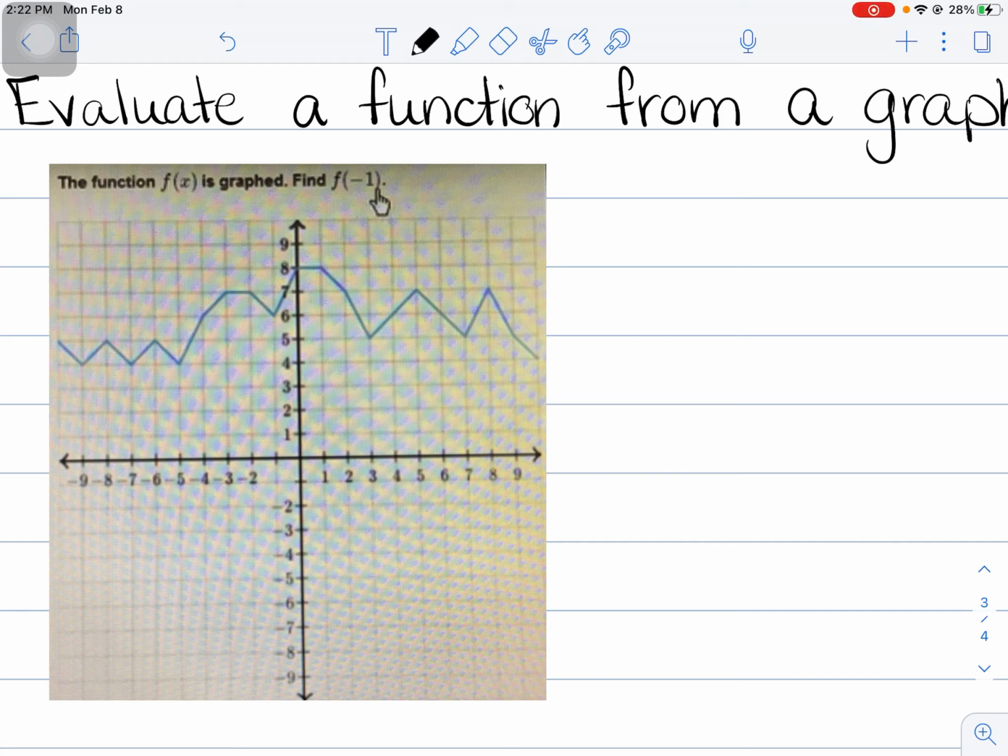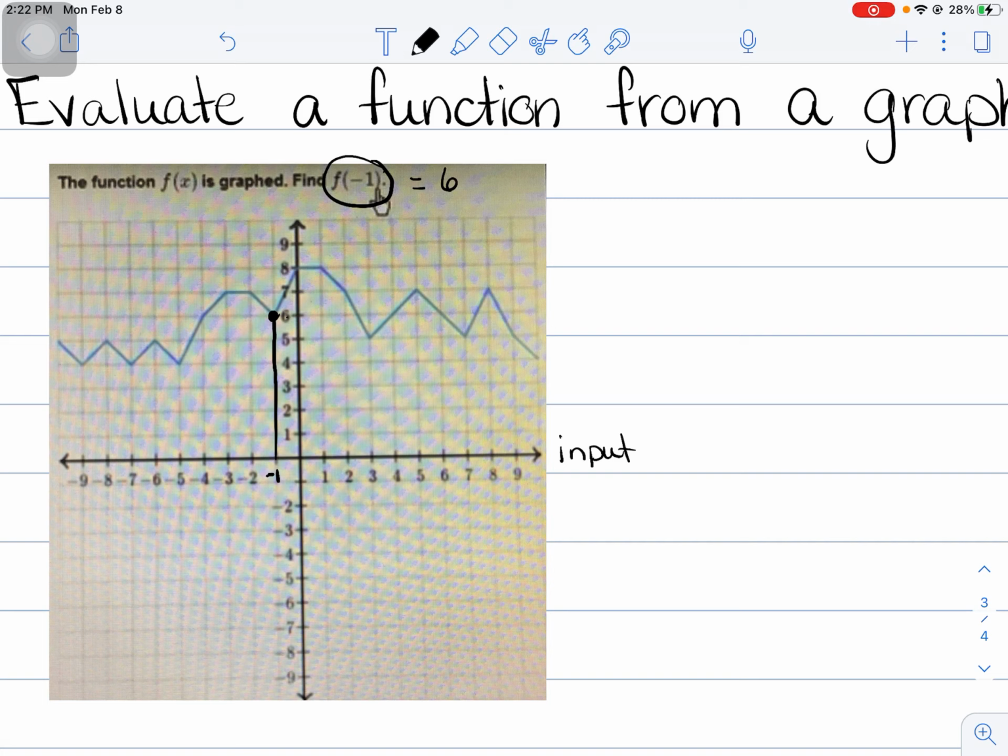But it wants to know what is the output when our input is f of -1. Remember, inputs are our x's. So if we're looking at -1, it is right here. We want to know what would the output be? Where's it going to hit our graph when we put in -1? Well, it hits at 6. So f of -1 for this function is 6.